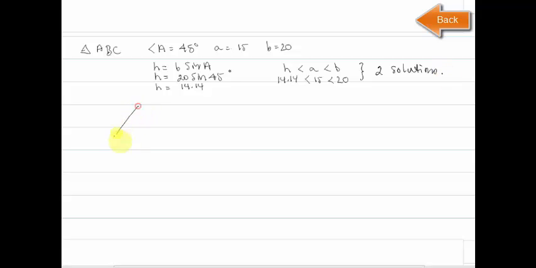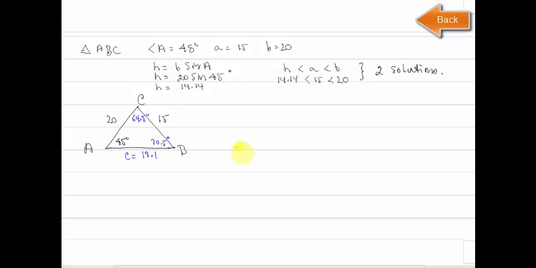Okay, so here is the first triangle that you will get, where all the angles are acute. So you get A, B, C. We already know that side A is 15 and side B is 20, and that angle A is 45. That's what's given. When you solve this triangle, you will find that side C is 19.1, angle B is 70.5, and angle C is 64.5.